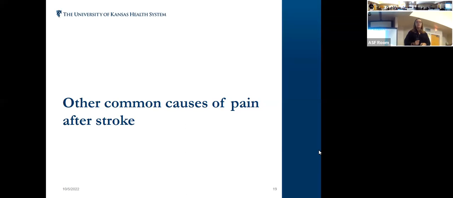All right, so that's the shoulder. Before I move on to other causes of pain, any other questions about the shoulder?